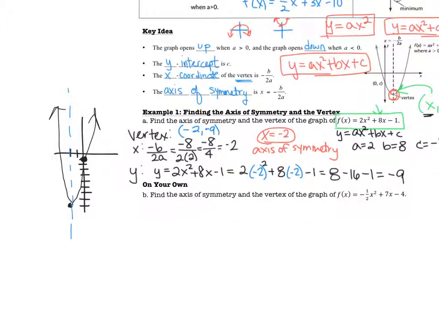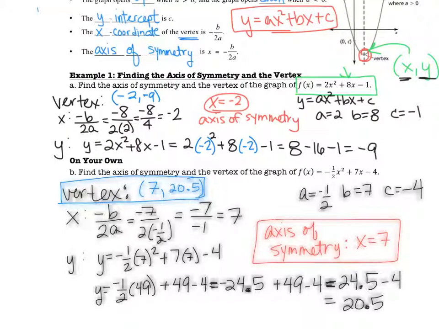All right, so I want you to pause it and do part B on your own. Take a couple minutes, find out the axis of symmetry and the vertex. Unpause it and check your answer. So for part B, your vertex would be at 7, 20 and a half, or you could have said 7 and 41 over 2. And then your axis of symmetry is x equals 7.